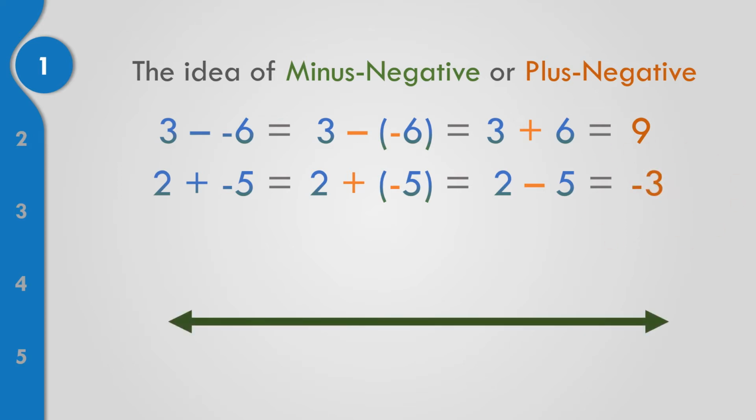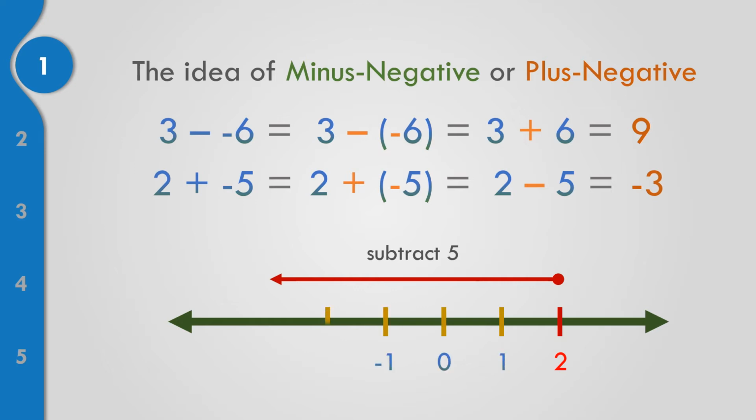So let us check using the number line. So this is positive 2. Negative 5 going to the left. So let us count. 1, 2, 3, 4, and then 5. So 2 minus 5, the answer is equal to negative 3.